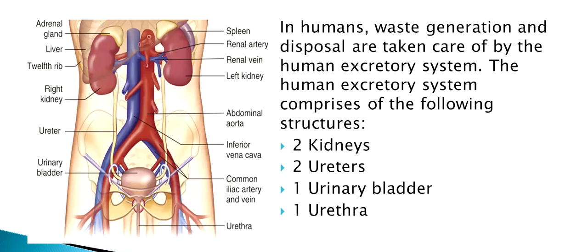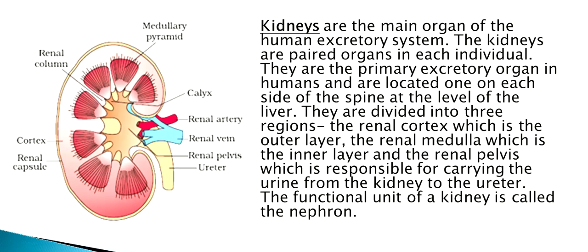In humans, waste generation and disposal are taken care of by the human excretory system. The human excretory system comprises the following structures: two kidneys, two ureters, one urinary bladder, and one urethra. Kidneys are the main organ of the human excretory system. The kidneys are paired organs in each individual.